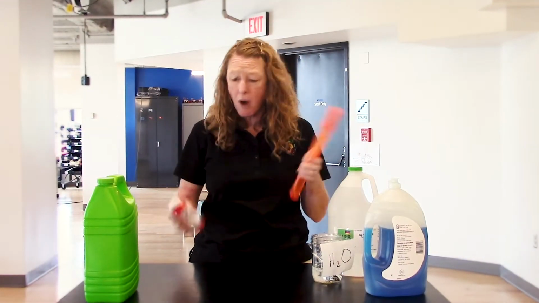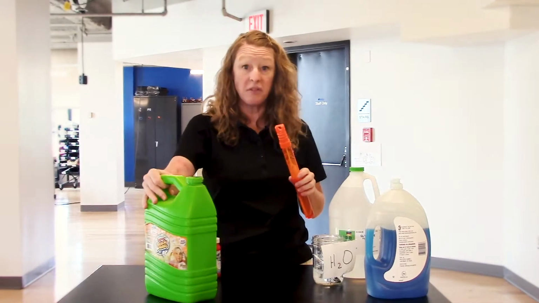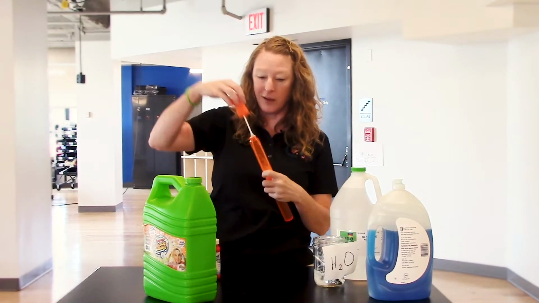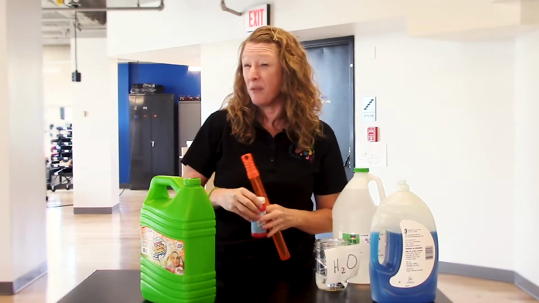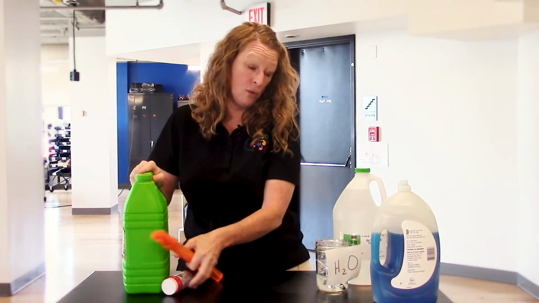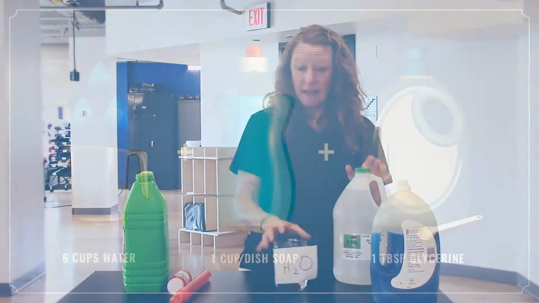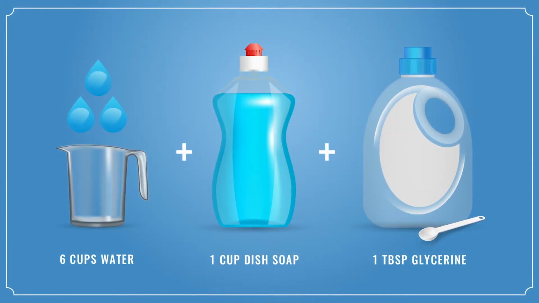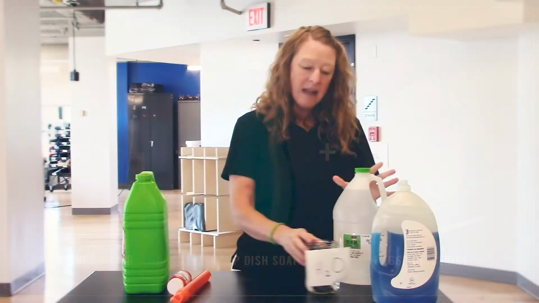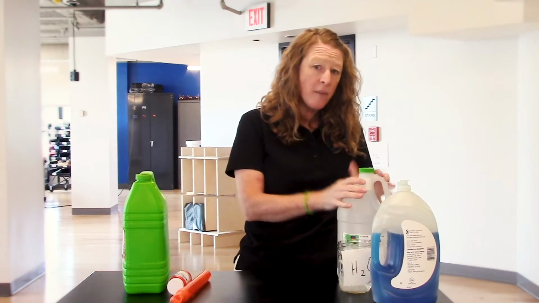There's so many different types of bubble solutions on the market. Some of them are really cool. They got the little wands built in, all that fun stuff. But we at the Science Museum are kind of bubble snobs, so we like to make our own recipe. Our recipe is 6 cups of water and 1 cup of dish soap and then 1 tablespoon of glycerin. And so that makes about a half a gallon or so of bubble solution.